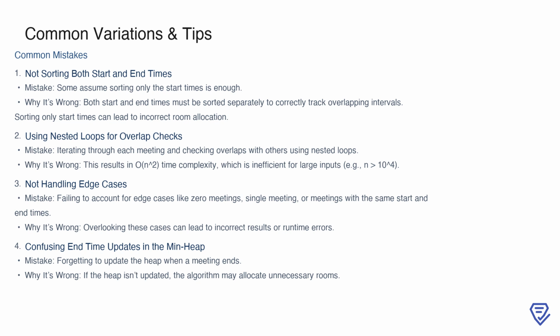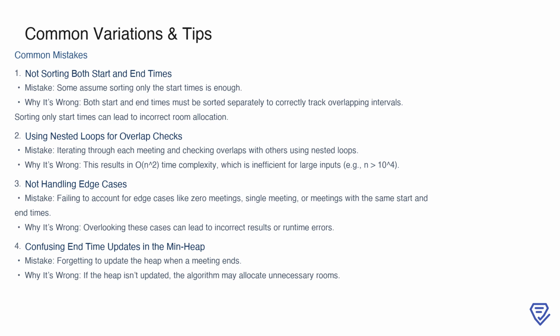A key issue is failing to sort both the start and end times. Many assume sorting just the start times is enough, but this approach does not account for the proper sequencing of when rooms become available. Both start and end times must be sorted separately to ensure accurate tracking of overlapping meetings. Another mistake involves using nested loops to check overlaps. This brute force method has a time complexity of n squared, which becomes highly inefficient for larger datasets, like when the number of meetings exceeds 10,000.